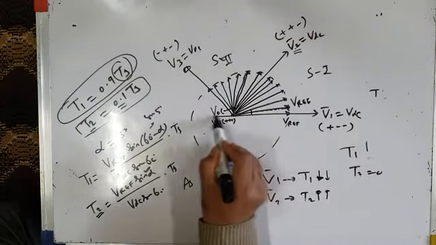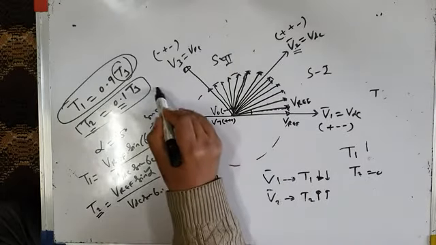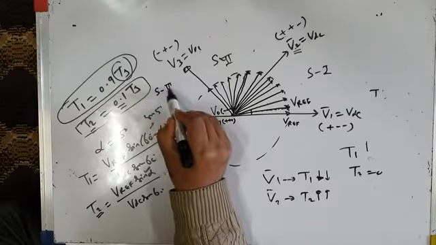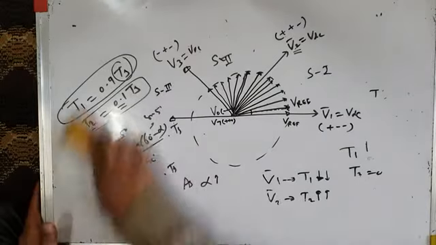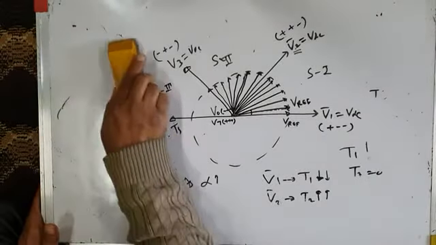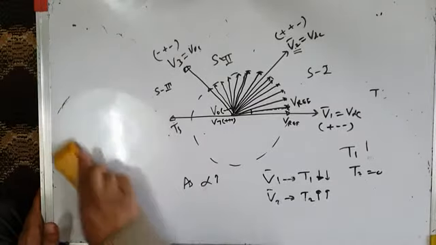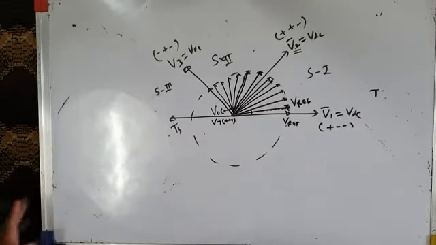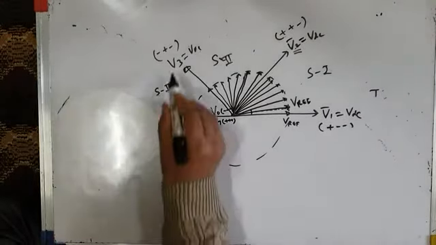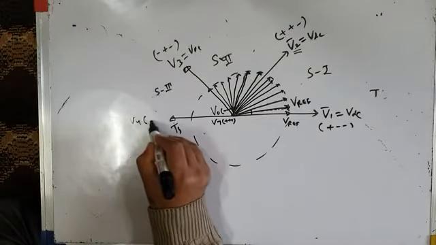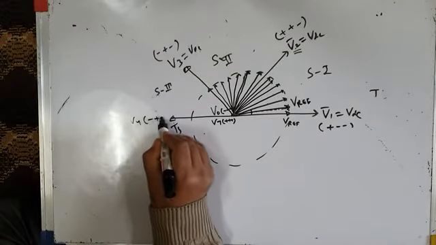उसके बाद sector 3 शुरू हो जाएगा. ये मेरा sector 3. In sector 3, which voltage space vectors do I have? Which voltage space vectors have to get applied across the load? This is V3, this is V4. V4 means minus plus plus.